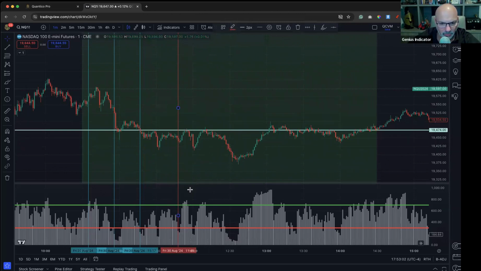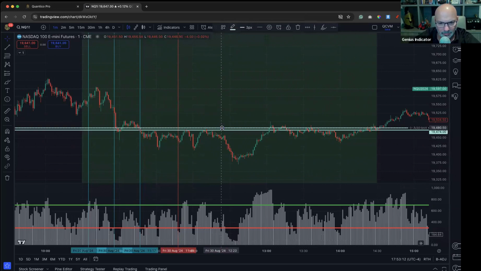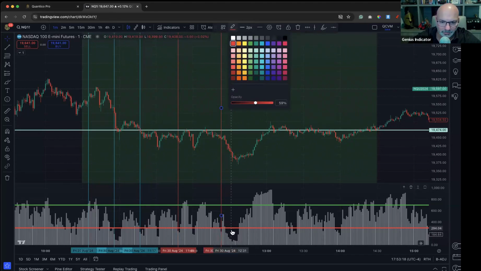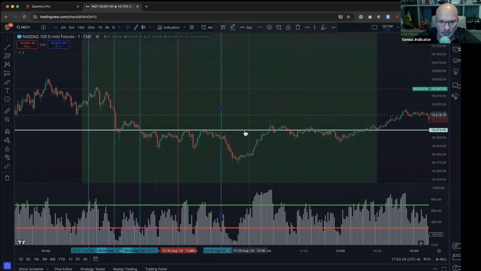Another bar goes below the level, but it's a huge bar. We don't take it. Wait, patience, because we're going to have an opportunity. And here we go, another bar. Oops, another beautiful bar below the level. 300,000 contracts here, volume here. So this is another beautiful trade.